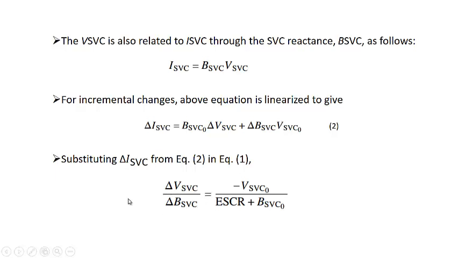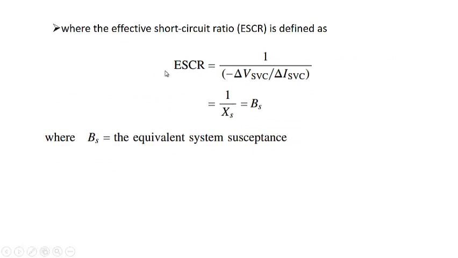That is the change in the SVC voltage with respect to the change in the susceptance BSVC. From this relation we can get the value of the change of V with respect to B. Here ESCR is the effective short circuit ratio, defined as this, where BS is the equivalent system susceptance.